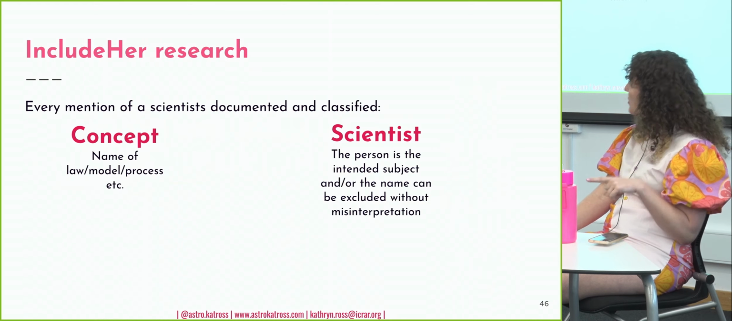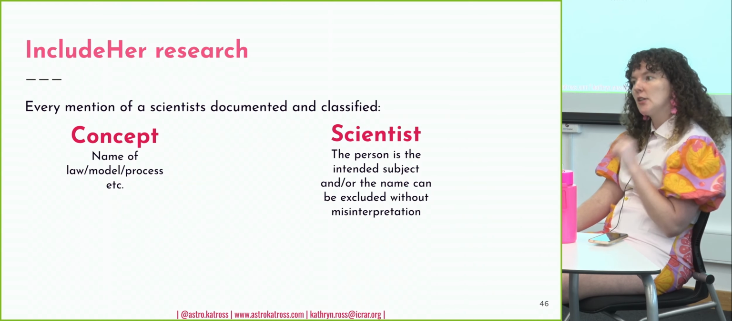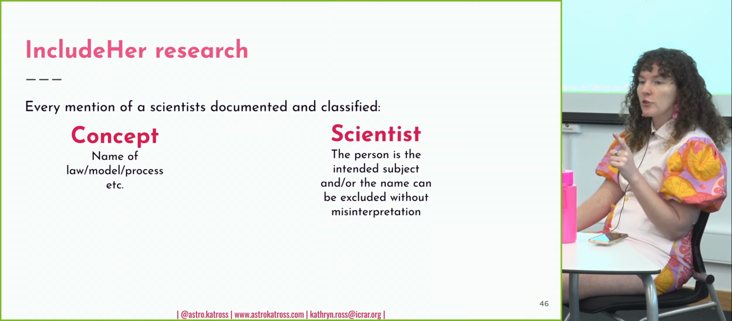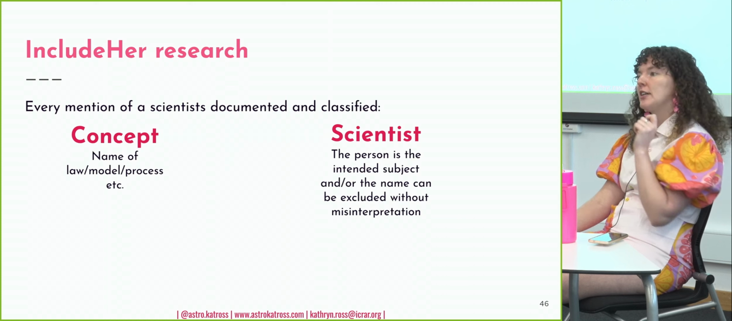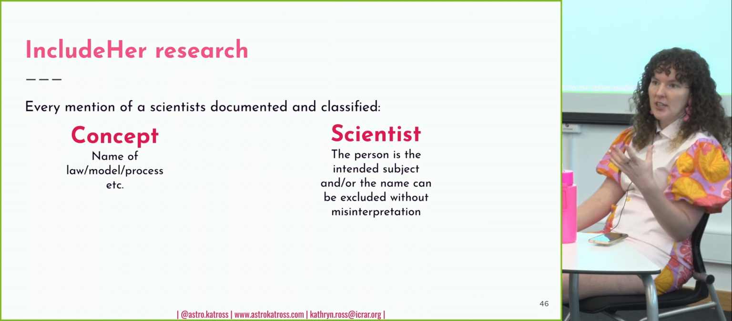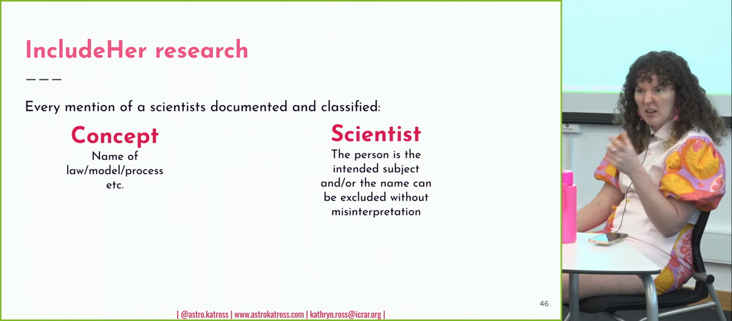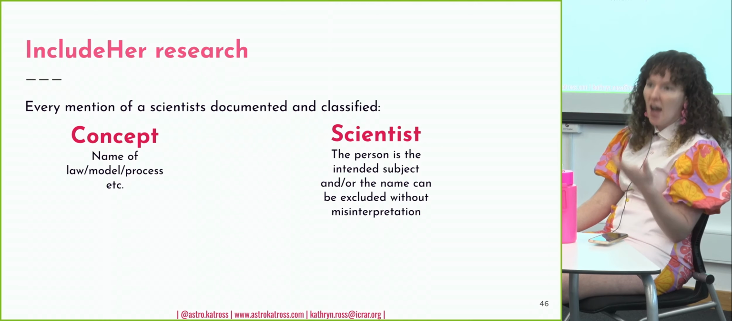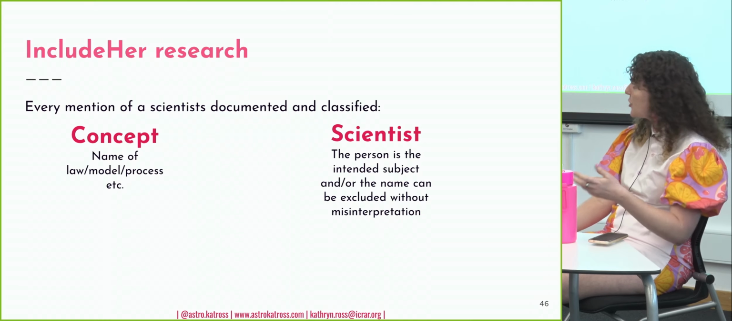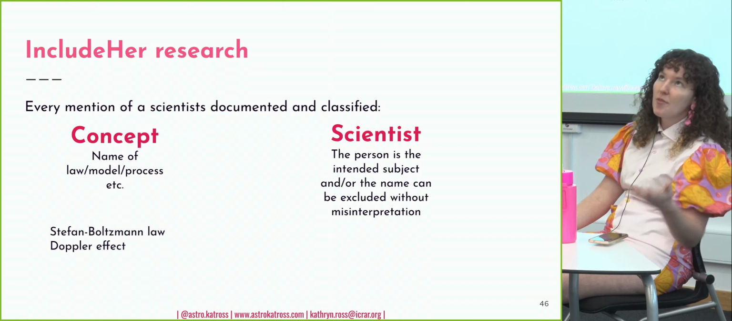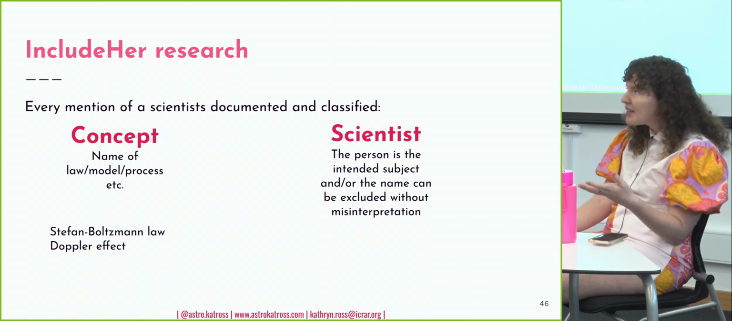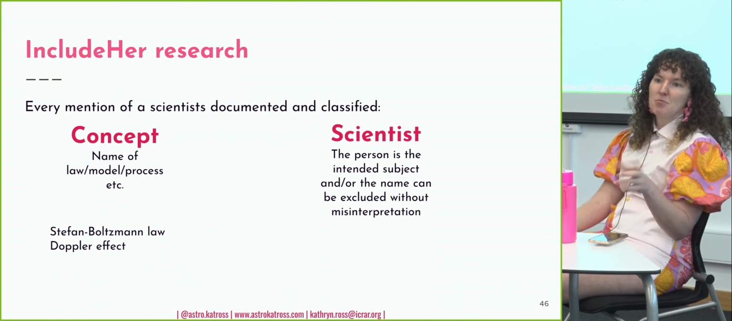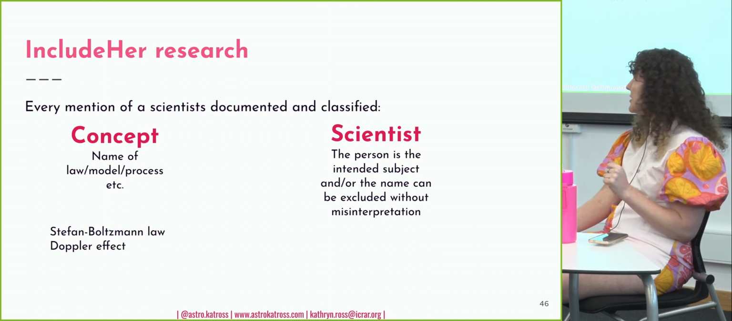All right, so what was our research? We went through every single mention of a scientist in all of those courses for each state and territory, and we classified it as either a concept mention or a scientist mention. So a concept mention is where the scientist is not really the focus here. It's something that's named after a scientist, so it's sort of an incidental mention. So for example, the Stefan Boltzmann law or the Doppler effect. You're not really talking of Doppler there. We're talking of the effect, but it's named after that scientist.